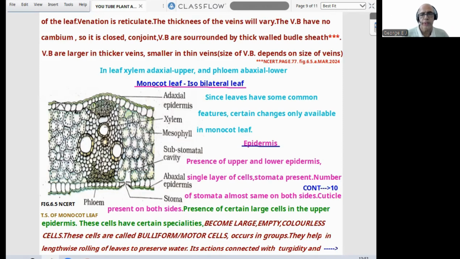Now comes the monocot leaf, which is otherwise called the isobilateral leaf. Since leaves have some common features, only certain changes are available in the monocot leaf, just like the dicot stem and dicot root. Here also an epidermis will be there. Upper and lower epidermis are present, a single layer of cells, which is common. Stomata are present, and the number of stomata is almost the same on both sides. That is why the term isobilateral, looks alike. Cuticle is present on both sides.